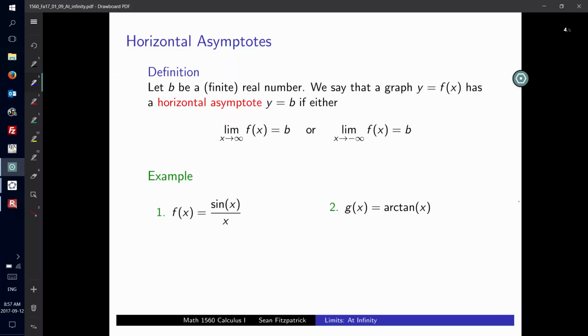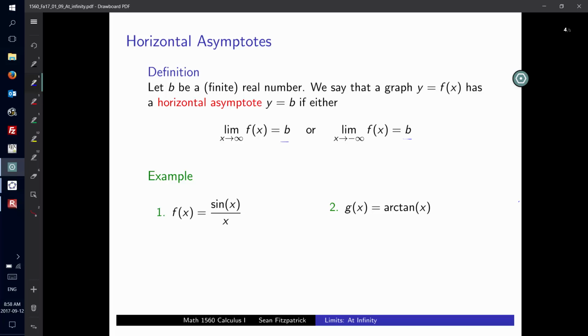So whenever we have a finite limit at infinity, we have what's called a horizontal asymptote. So as x goes to either plus infinity or minus infinity, if we get a finite value, in this case I've called it b, if we get a value b for that limit, then we would say that you've got a horizontal asymptote. A horizontal asymptote is just a horizontal line. It's a constant y value that your graph approaches as x goes off to either infinity or minus infinity.